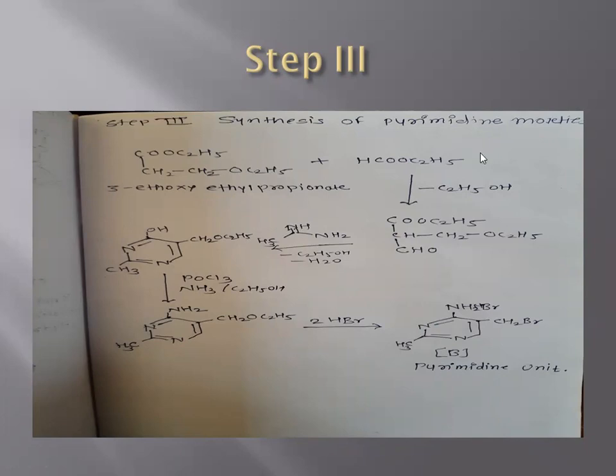Right now we are going to prepare the pyrimidine moieties. First, for that we need two reactants. We have taken 3-ethoxyethyl propionate and one ester compound. What happened in that reactant? Just one OC2H5 group is removed.